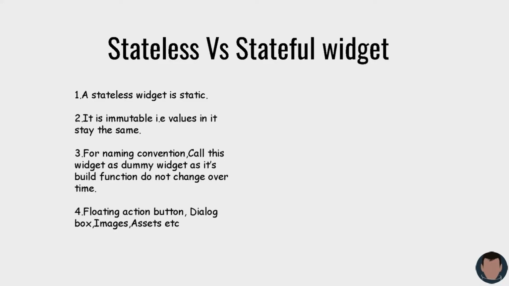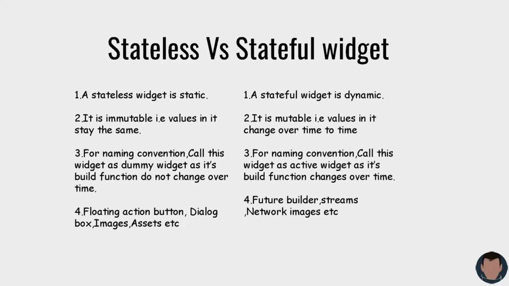I know these words might be new to you, but trust me, they will be familiar to you within some time. Now, a stateful widget is dynamic. It's mutable. The values in it change over time. For naming convention, call it an active widget. What's an active widget? An active widget is a widget where the values can be passed and they are dynamic, so they change from time to time. And similarly, its build function changes over time.